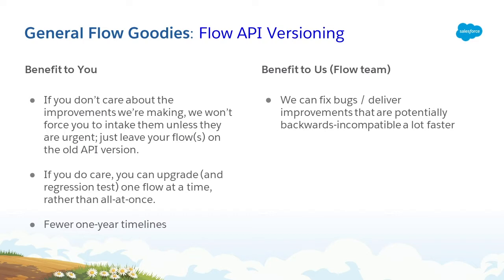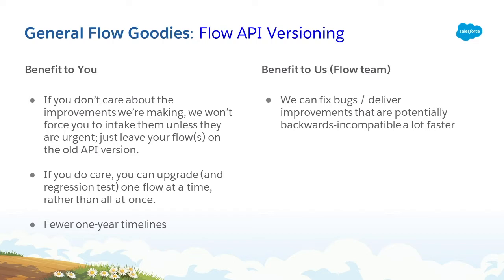Aside from urgent security and performance updates, improvements to the way flows run that are potentially backwards incompatible will be delivered with API versions rather than critical updates. If you don't care about the improvements, we won't force you to take them. You can leave your flows running on an old API version, and they will run the way they did when you activated them. You'll still get access to just about all the latest and greatest features. If you do care about the improvements, all you've got to do is upgrade your Flow's API version.